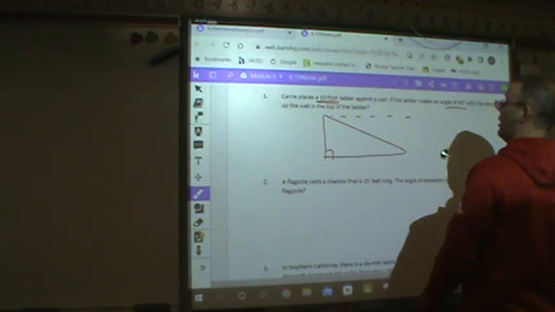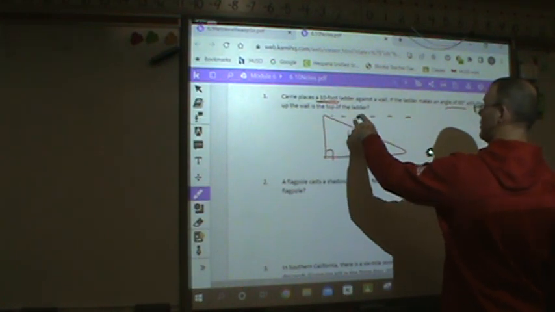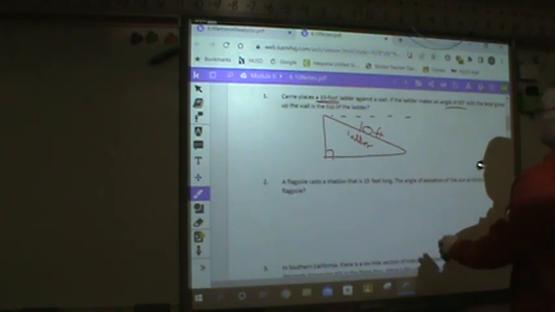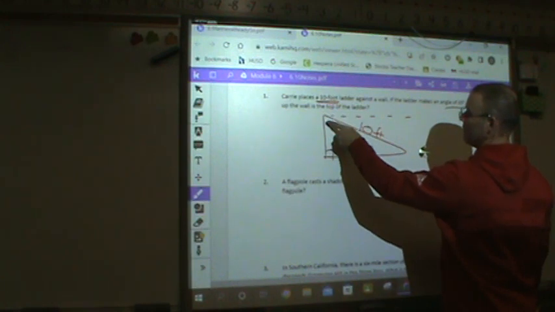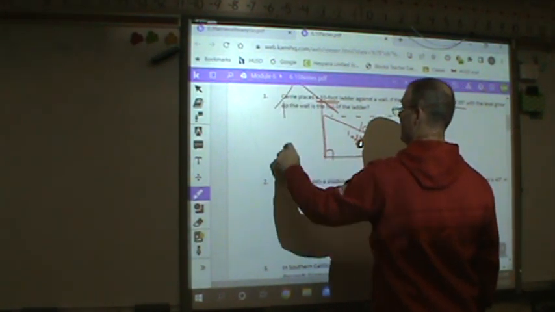All right. And it says ladder against the wall. Well, just label it. Here's the ladder. The ladder's 10 feet, so I'm going to label that. And it says makes an angle 65 degrees with the level ground. The ladder makes with the ground. The ladder here is not on the ground. This is part of the house, right?